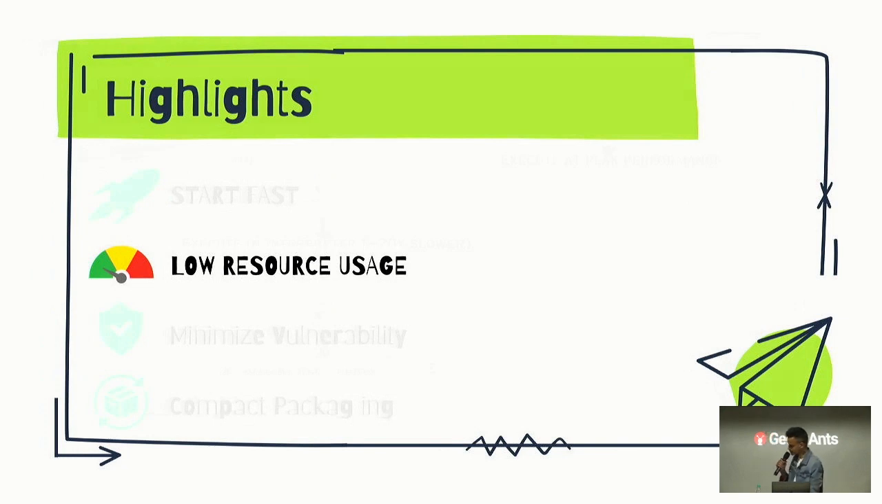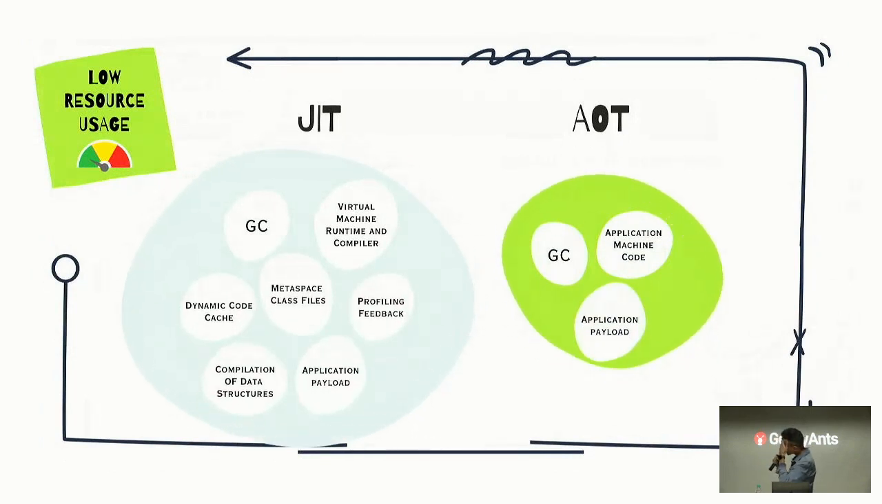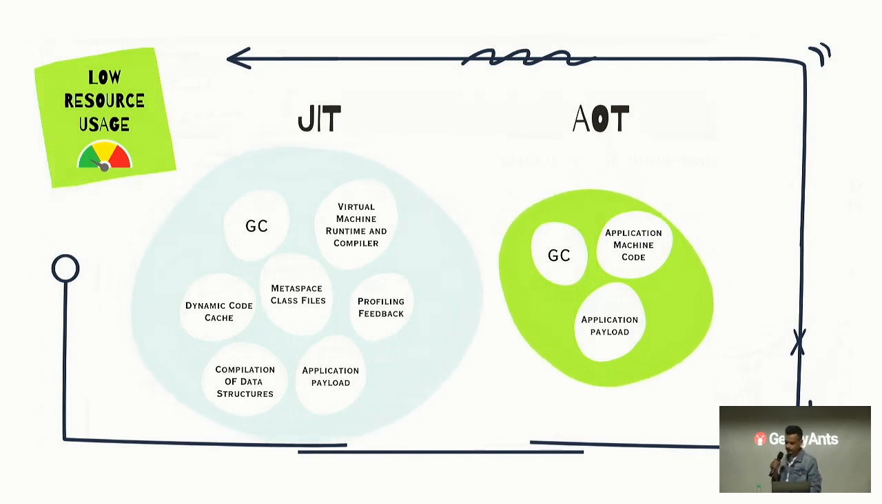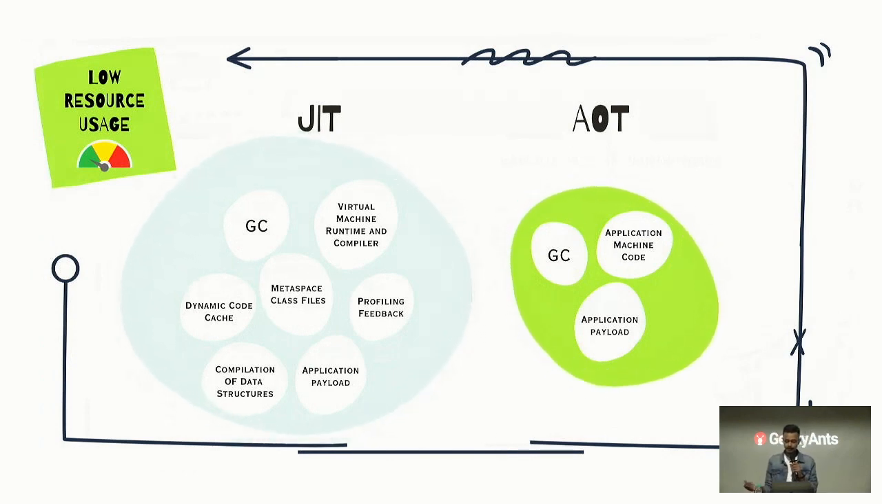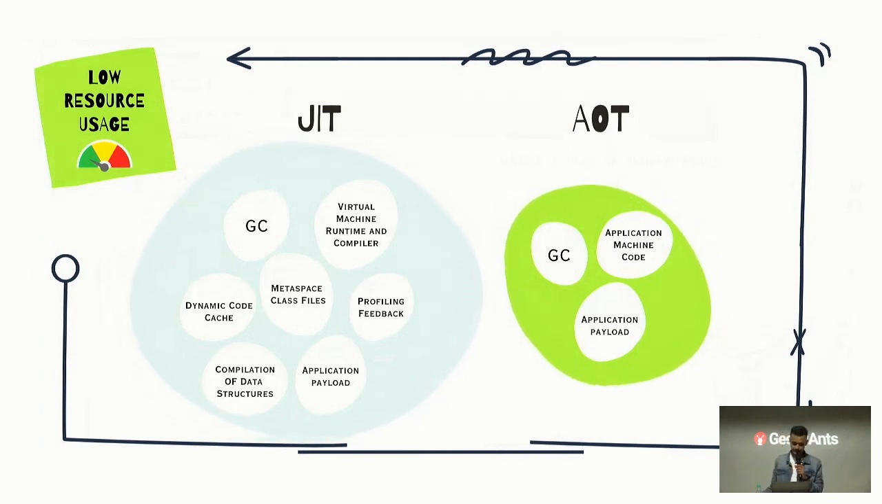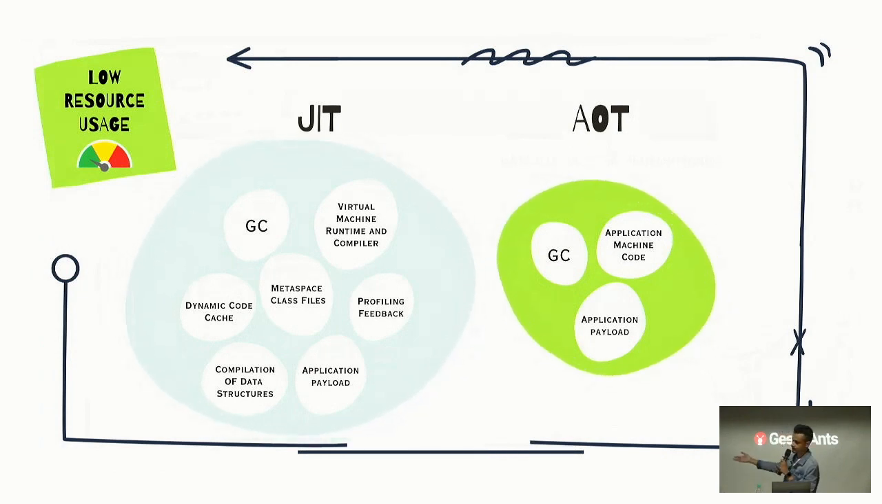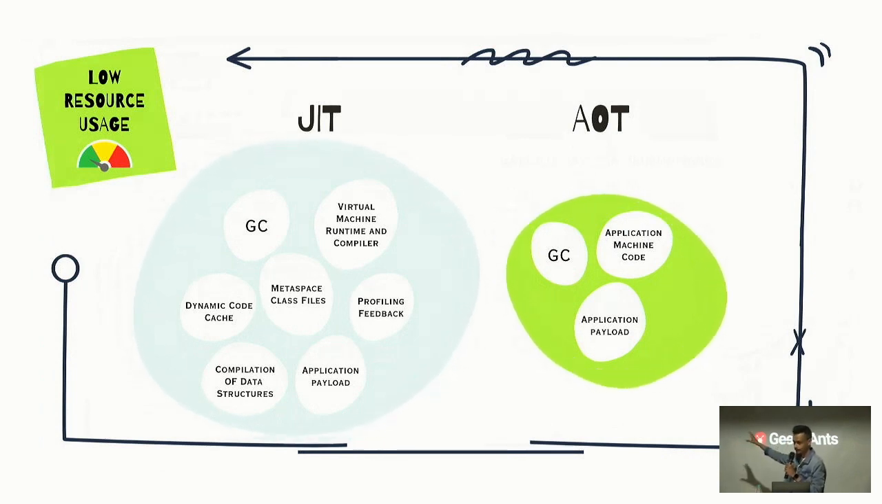And next is low resource usage. So let's understand how it works. Here we will do the same comparison between JIT and AOT. Here you can see we have many components in JIT, like the garbage collector, VM, and runtime compiler, everything. Along with that, you have the dynamic code cache, metaspace class files, and feedback component. You have the application payload, all this stuff. And if you see AOT, it has very minimal stuff: one is GC, application machine code, and application payload. So this is the component structure between these two compilers.